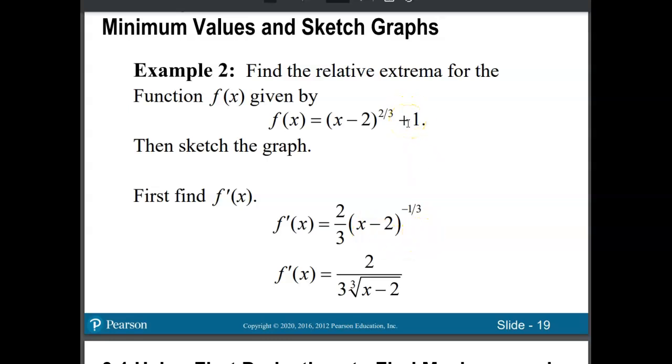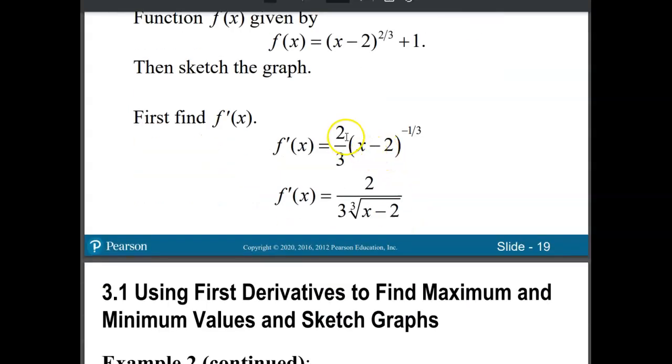Then the derivative of the 1 is just 0, right? So that's it. Here, the 2 on the top, 3 on the bottom, this -1/3 power means this whole expression can be moved to the denominator and made into a +1/3 power, and the +1/3 power means the cube root. That's how this has been simplified.